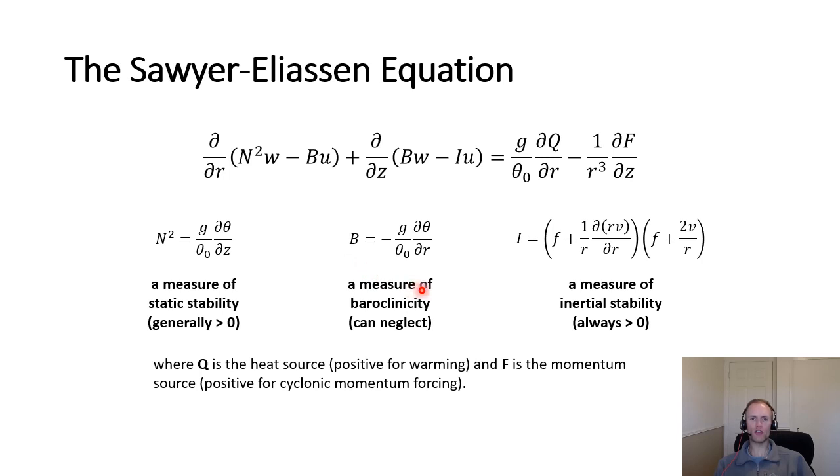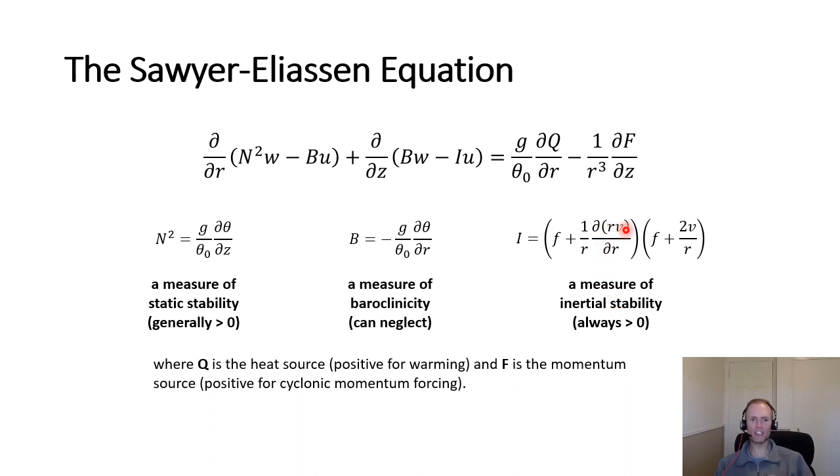B is our measure of baroclinicity. It is related to the temperature gradient in the horizontal, which in this case is the in and out direction, the radial direction. While this is not zero, to gain our most general of insight, we can typically neglect the baroclinicity. And then I is a measure of inertial stability, and it's kind of complicated.